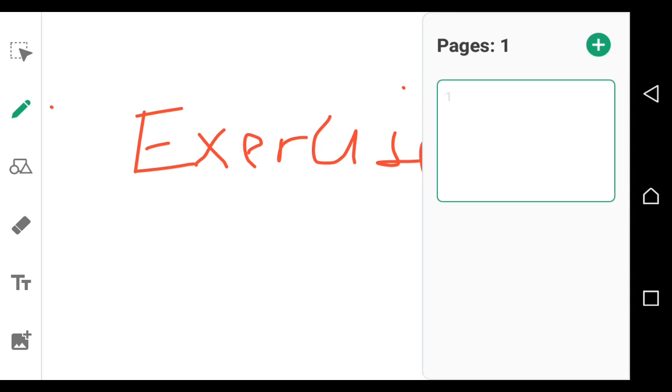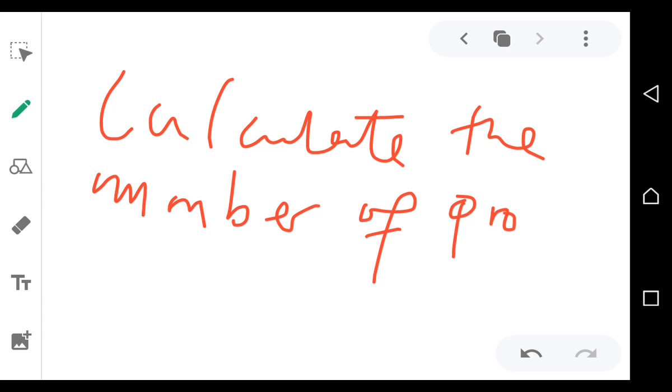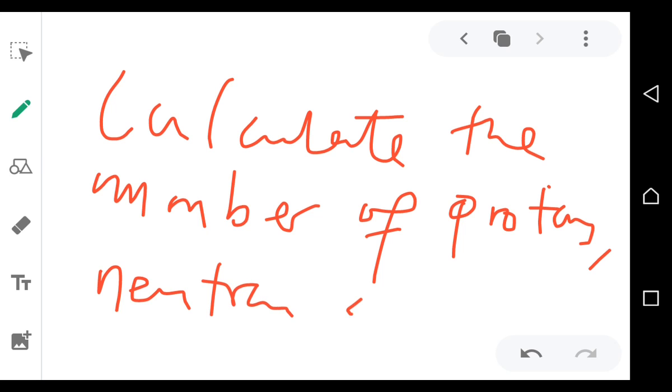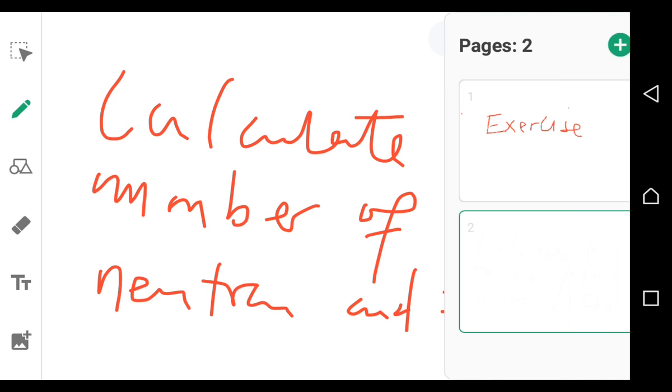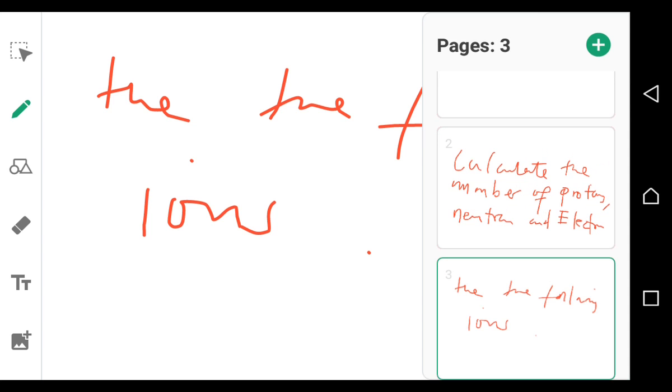So this is the exercise. Calculate the number of protons, neutrons, and electrons in the following ions. So I want to know the number of protons, neutrons, and electrons in the ions.